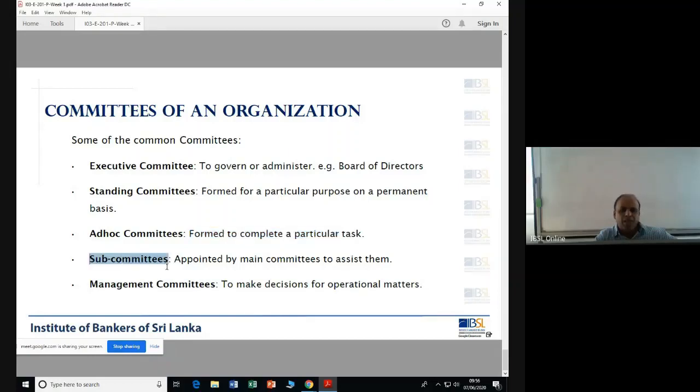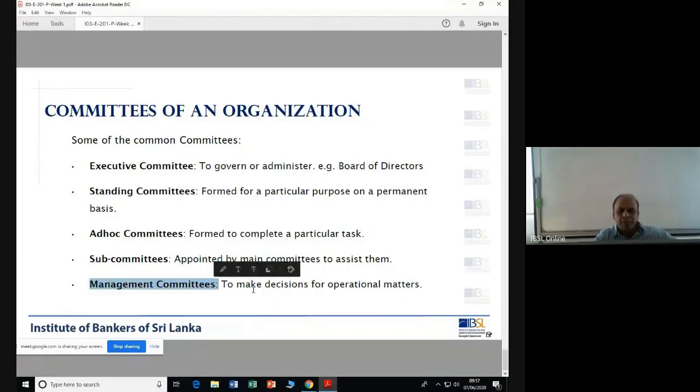Then we also have subcommittees, where I told you that it is a committee that is appointed by the executive committee to assist them. So you can say this is a subcommittee, could be the credit policy committee. I'm looking at it from the point of view of a bank, where the subcommittee could be the credit policy committee.